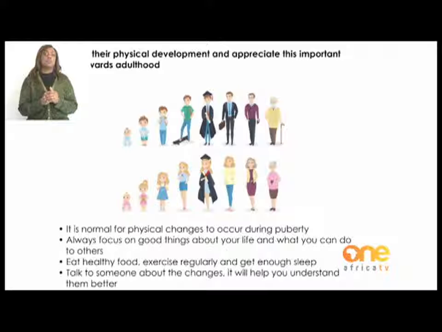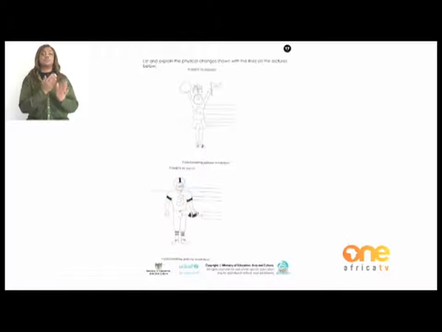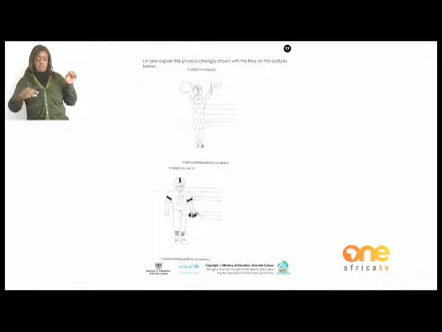Let's move to page 17, Chanel. And boys and girls all over Namibia, here's the self-assessment for you. Try to see if you really studied or learned something in today's lesson. So it says, list and explain the physical changes shown with the lines on the pictures below. The first picture there is showing you puberty in females, or in girls.